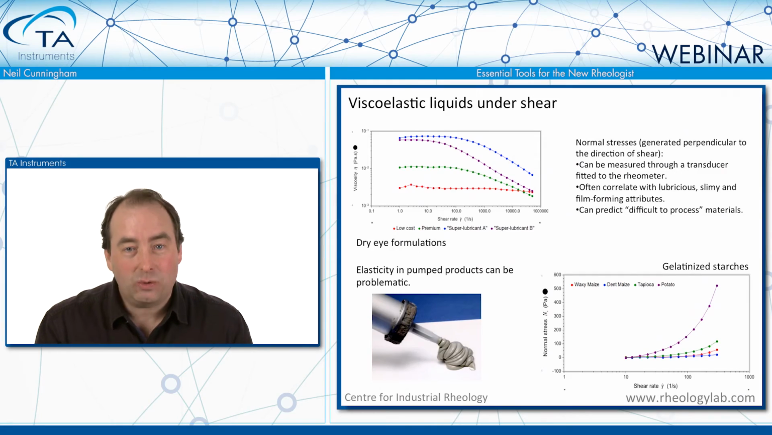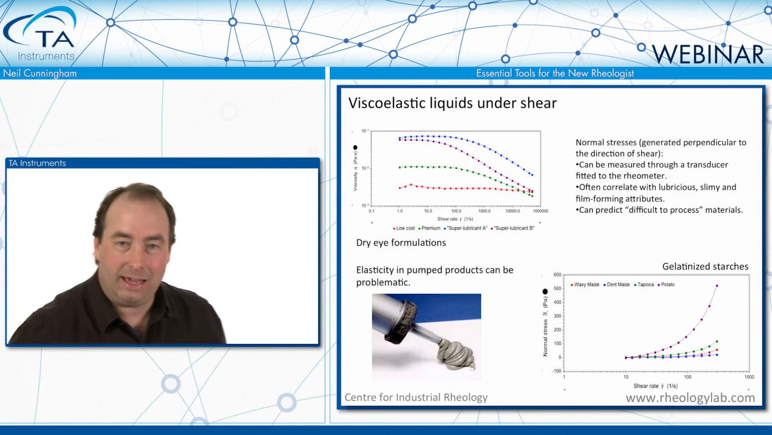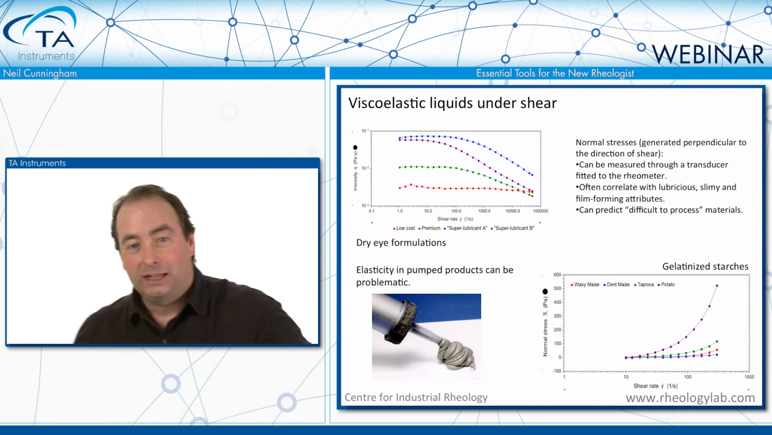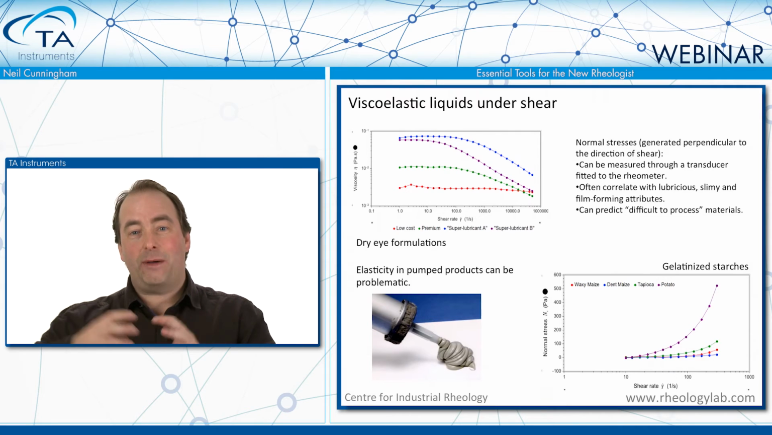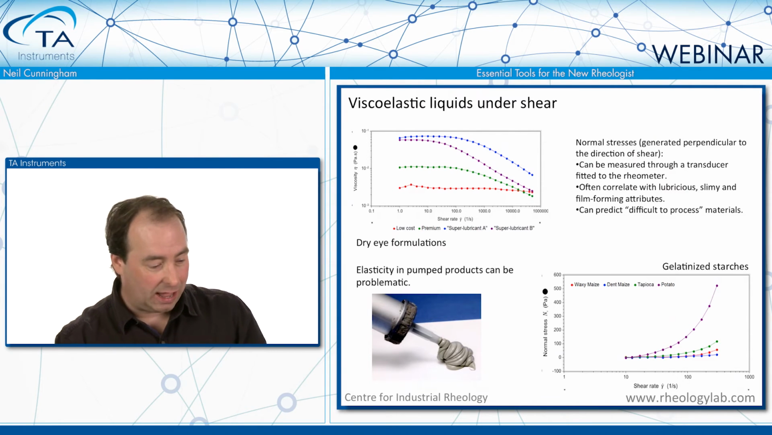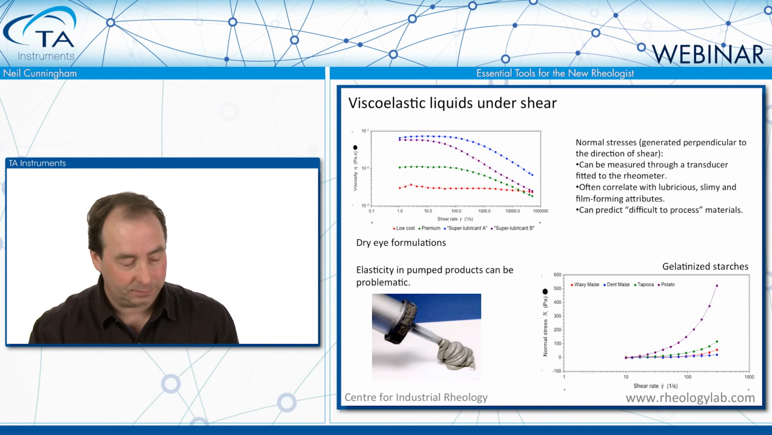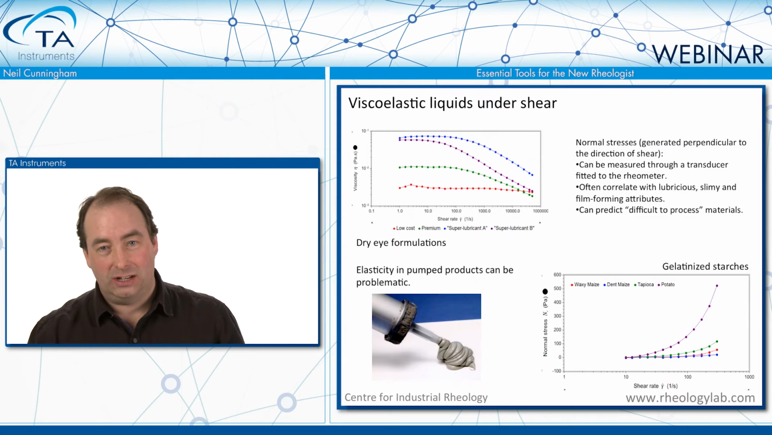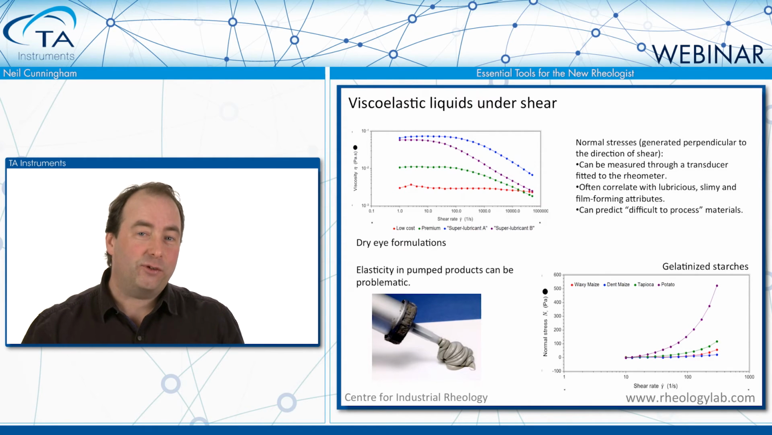And that extrudate swell is the manifestation of the stresses that are built up in the material as they come out into the open world, and then they're relaxing and the material is expanding to a larger diameter. Materials that exhibit this normal stress generation are typically often very difficult to process.